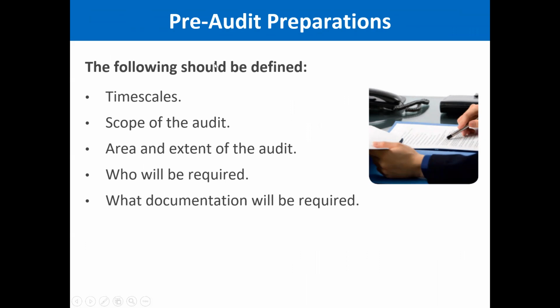When you are about to do an audit, you need to make certain preparations. For example, you need to prepare an audit plan. In the audit plan, you will look at the time scales, how much time you need for the audit. You will look at the scope and the boundaries of the audit. For example, if there is a massive organization, obviously you cannot do the audit in one go. You might have to split it into different areas. So this is called defining the scope of the audit.